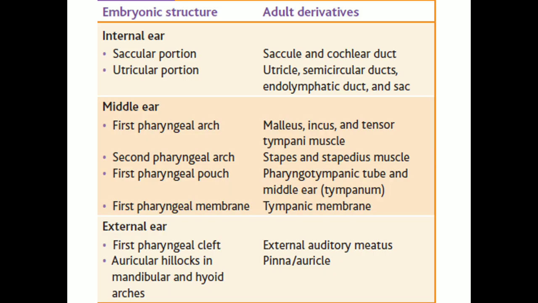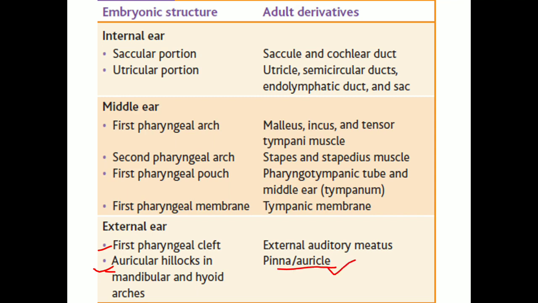So if we see the development of the ear, the external ear is developing from the first pharyngeal cleft and the auricular hillocks. The first pharyngeal cleft forms the external auditory meatus, and there are 6 auricular hillocks which are formed in relation to the mandibular arch and the hyoid arch. 1, 2, 3 are formed in relation to the mandibular arch, and 4, 5 and 6 are formed in relation to the hyoid arch. They fuse and form the auricle or the pinna.